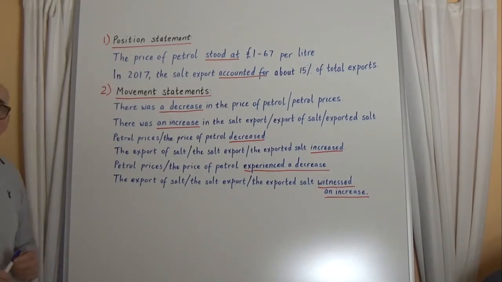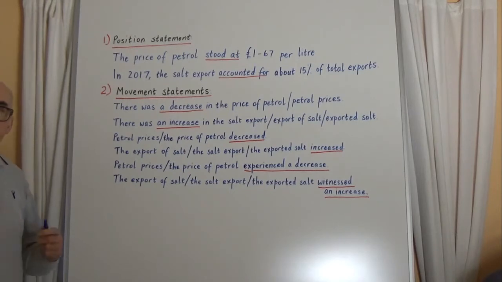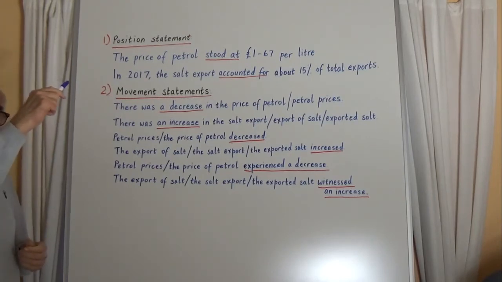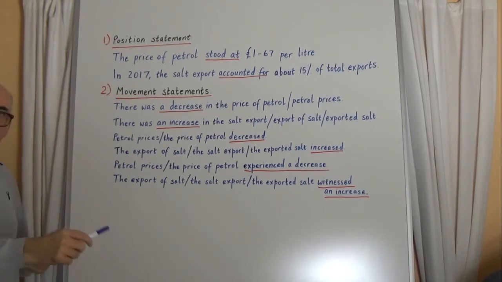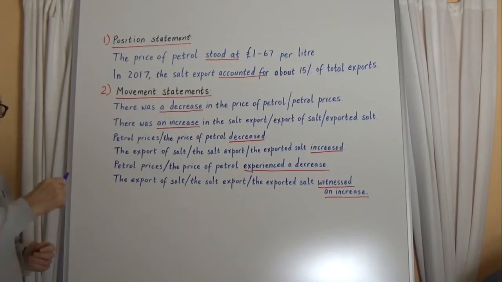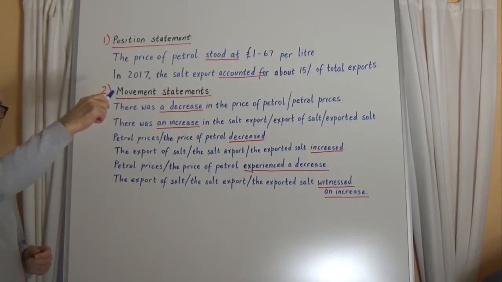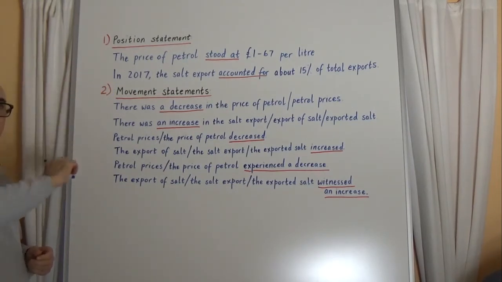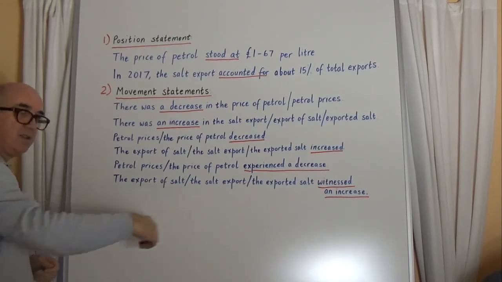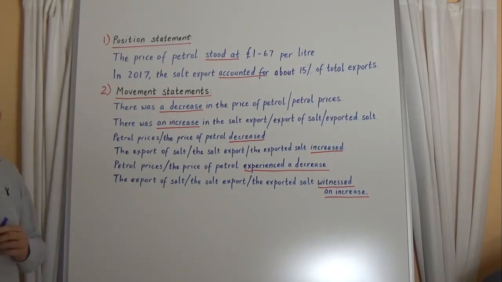And don't forget, it doesn't have to be petrol or salt. It could be any product that they've given you on the graph to explain. And you can say if it goes up, it's experienced an increase. If it goes down, it's experienced a decrease. So going up, that's the vertical axis with the numbers on the left hand side, and the horizontal axis with the dates underneath.